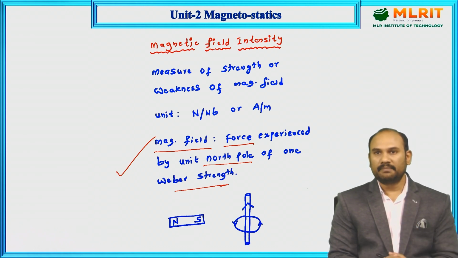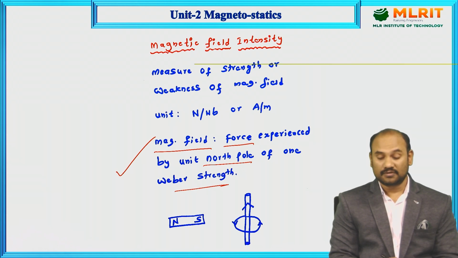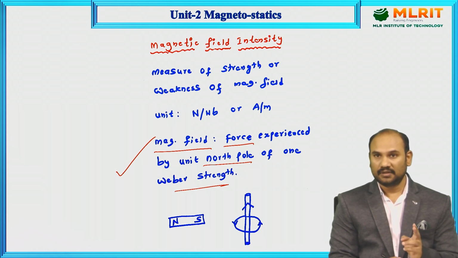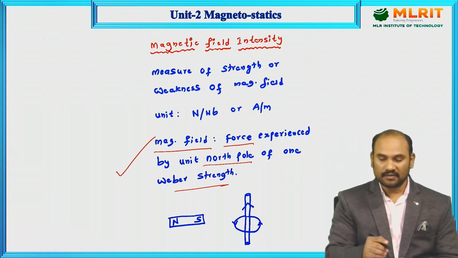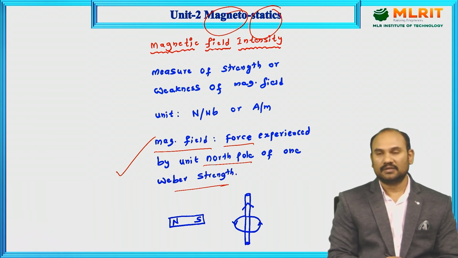Now, how do you get magnetic field? There are two ways. Of course, it's not just magnetic field. The question is, how do you get static magnetic field? Because it is not just magnetic field, it is magnetostatic field.